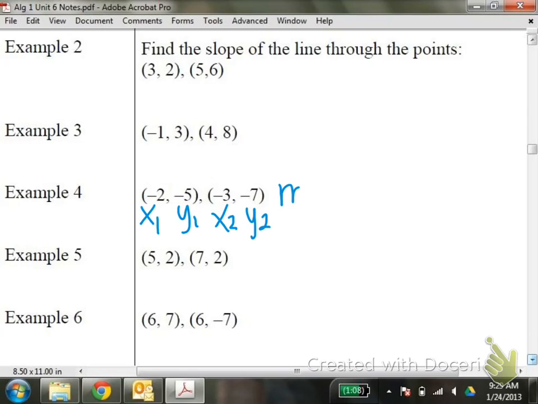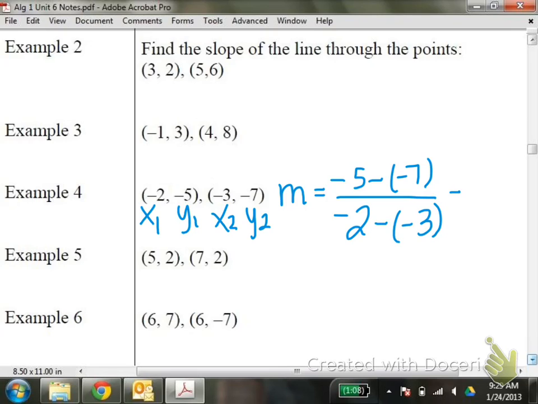So if I am looking for slope, what goes on top, Tegan? It would be negative 5 minus negative 7. You have to do parentheses. Okay, why do you have to put parentheses around the negatives? Because there are 2 negatives. Correct. Okay, and then what goes on the bottom, Tegan? Negative 2 minus negative 3.